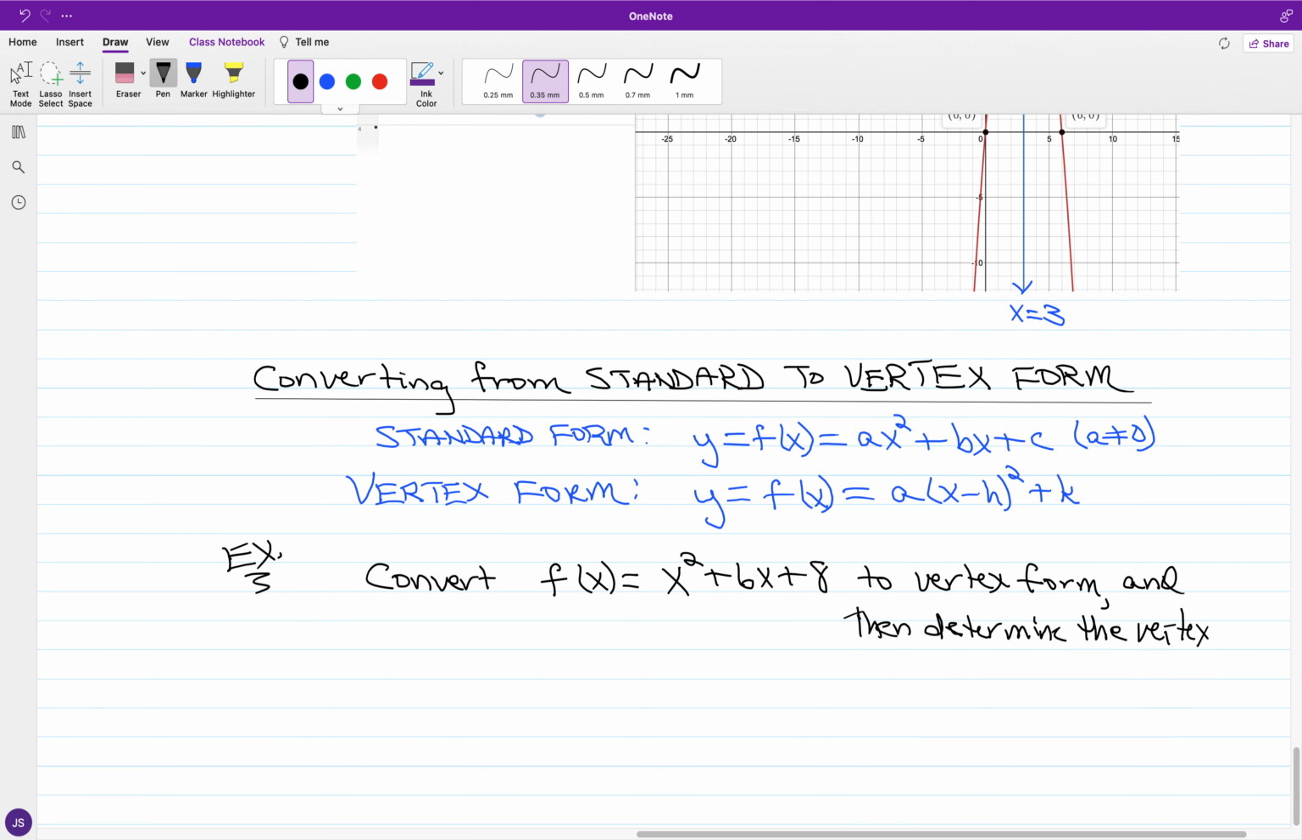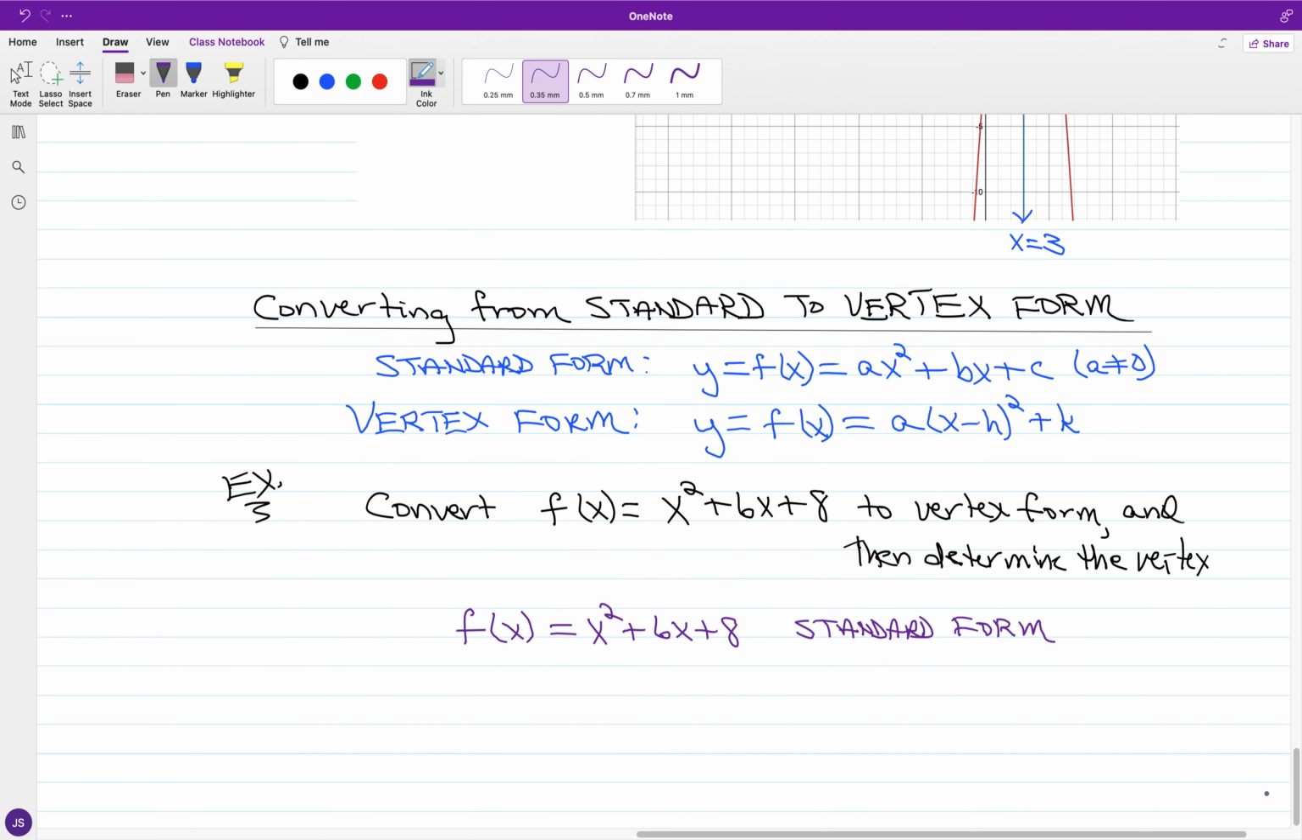Okay, so for this setup, we have f of x is equal to x squared plus 6x plus 8. Again, this is the standard form. Now in terms of converting to the vertex form, the next operations have maybe a little bit of a feel of factoring by grouping, but we're not doing that by any stretch of the means.